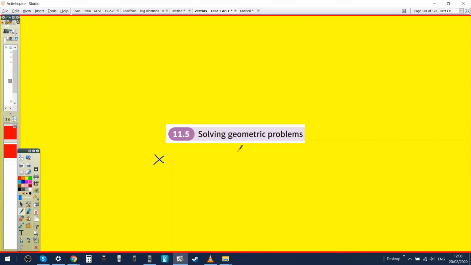Solving geometric problems. I'll give it like maybe a half. You asked for it. I'm not surprised you have difficulty with it.